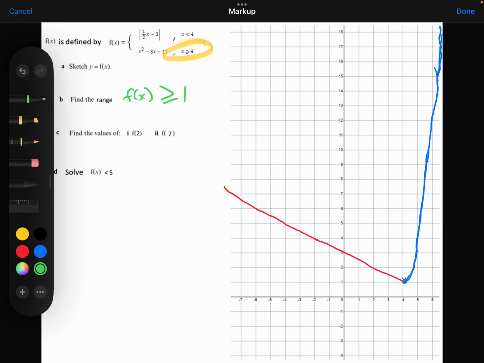Part C. Find the values of f of 2. So when x is 2, we're using the modulus graph. So we're going to do a half of the x, which is 2, minus 3. Half of 2 is 1. 1 minus 3 is minus 2. And the modulus of minus 2 is 2. So f of 2 is 2, as we can see from our graph there.